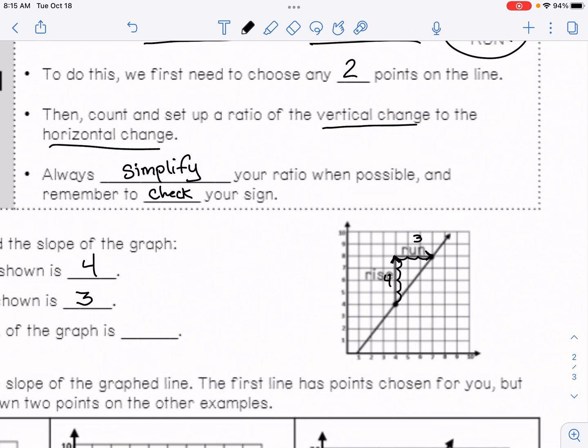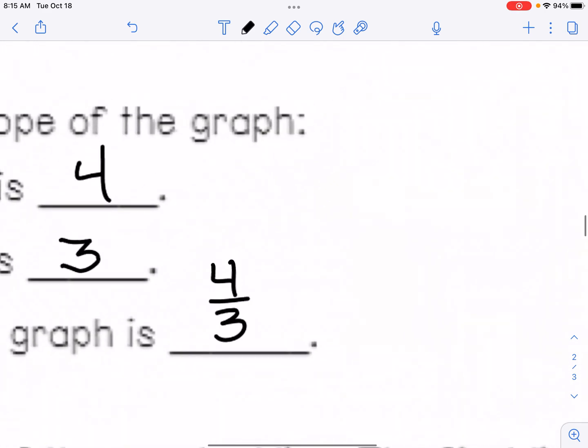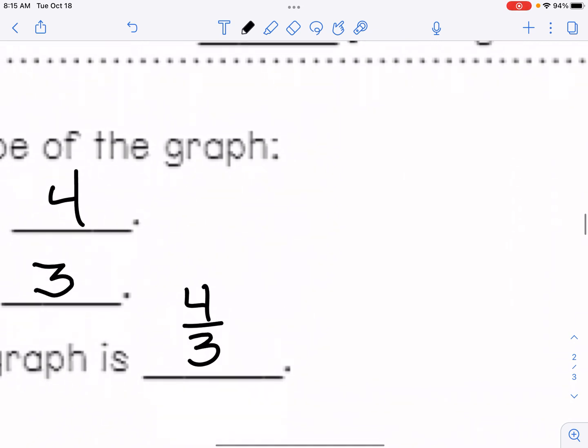Now we'll just set this up as rise over run for the slope, and it's 4/3. So this is completely simplified. They have no common factors. This just stays as is. Okay.